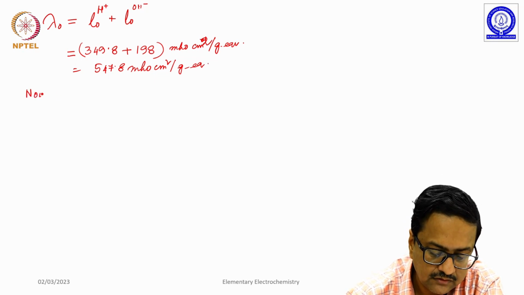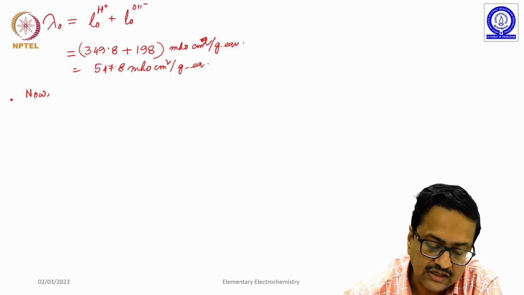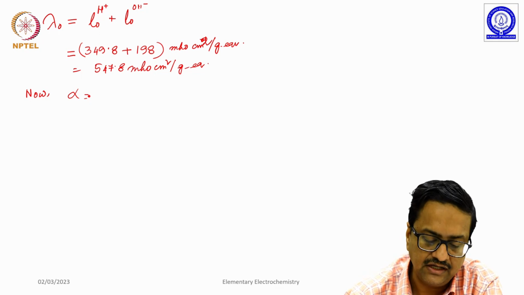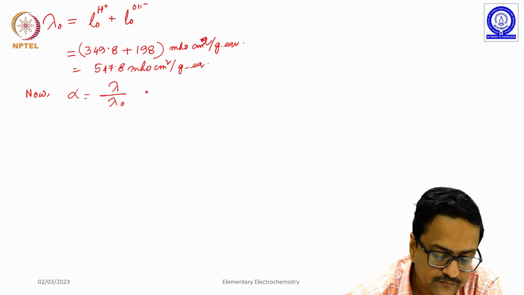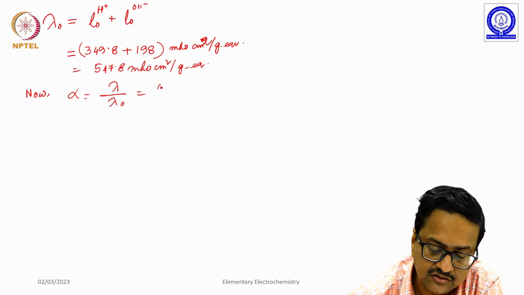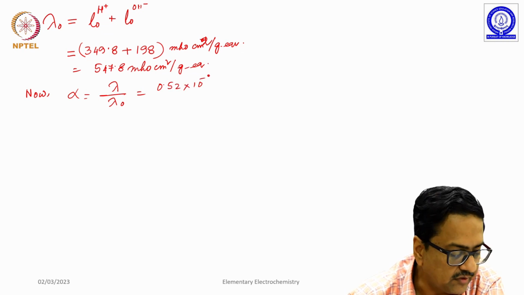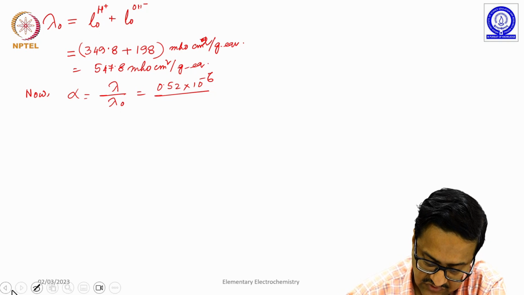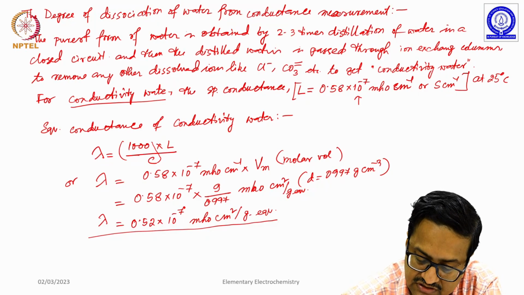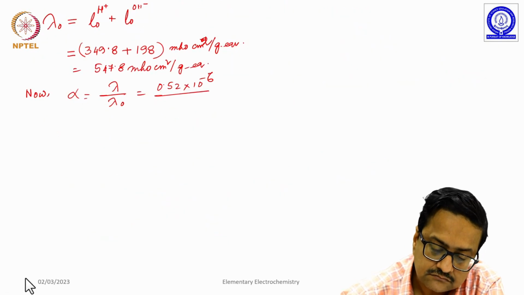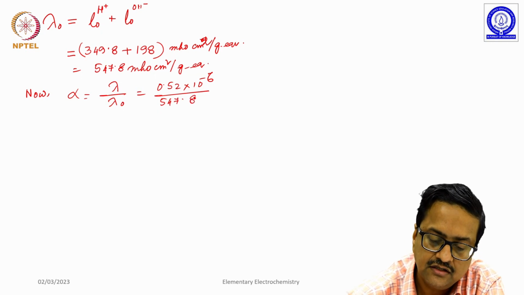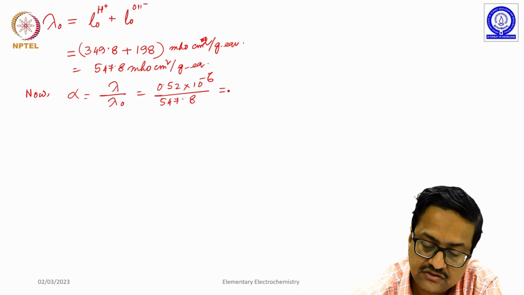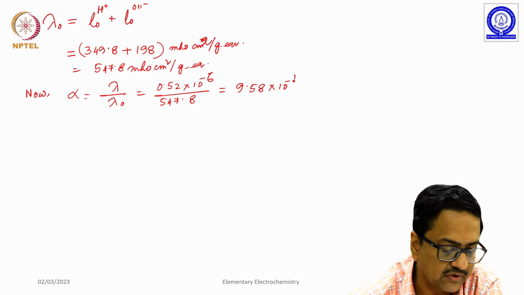Now, we can easily calculate the value of degree of dissociation, that is alpha, as lambda by lambda 0, which we have discussed in the previous class. So, you can calculate it as 0.52 into 10 to the power minus 6. Let me check whether I wrote 6 or 7. Here it should be 6. Please correct it. By 547.8, the unit gets cancelled. So, the degree of dissociation of water is nothing but 9.58 into 10 to the power minus 10.